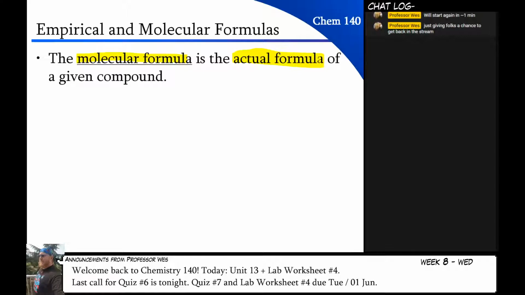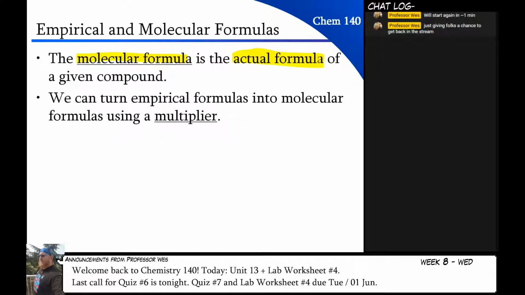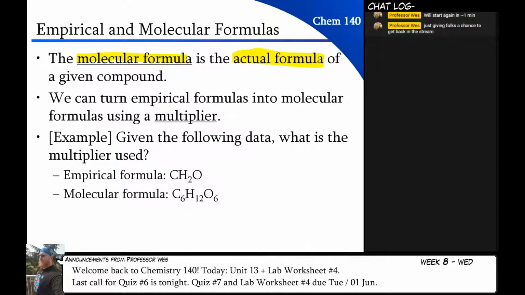How do we figure out the molecular formula of a compound? To get from the empirical formula to the molecular formula, we multiply by some number. And so the relationship is simply, look at both of them. What is the number that I use to multiply this first thing to get the second one? And you should be looking at that and going, oh, well, obviously they all increase by a factor of 6. So the multiplier here would be 6.